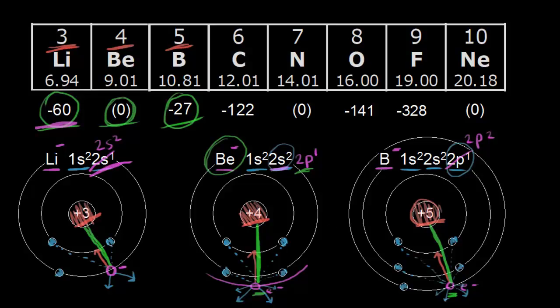So let me go ahead and change color so you can see that. We add that electron to the 2s orbital here. So here is the electron that we added. For boron, we add that electron to a 2p orbital. So this electron right here.